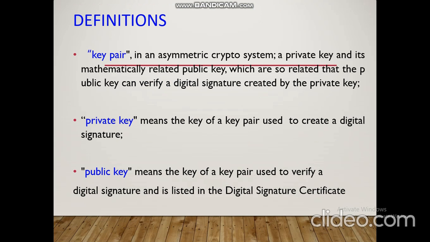Definitions. Key pair. A key pair is an asymmetric crypto system. It includes a private key and its mathematically related public key, which are so related that the public key can verify a digital signature created by the private key. So what do you mean by private key? Private key means the key of a key pair used to create a digital signature. So what is public key? Public key means a key of a key pair used to verify a digital signature and is listed in the digital signature certificate.